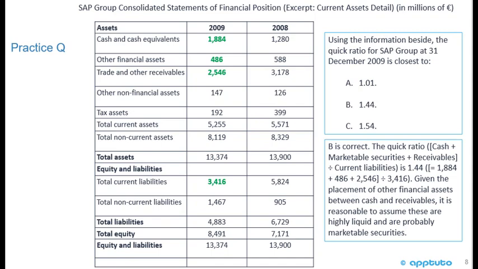And I like this question because we have to be careful with our language sometimes, and you can see that they're using the term other financial assets. But given the placement of other financial assets between cash and receivables, it's reasonable to assume that these are highly liquid and probably marketable securities. So in this case, it didn't say marketable securities. It said other financial assets, but its placement was between cash and accounts receivable, so they should be highly liquid, most likely marketable securities. And that's the last slide for this LOS.